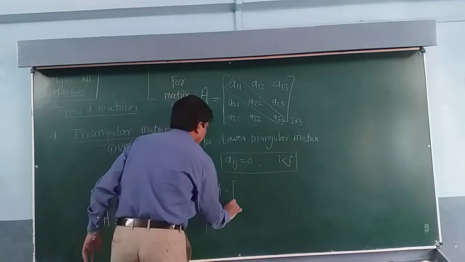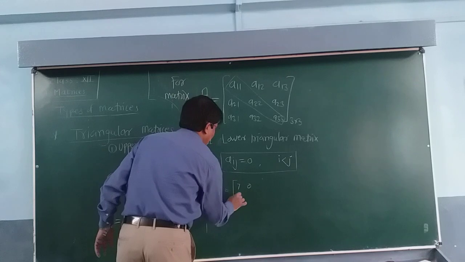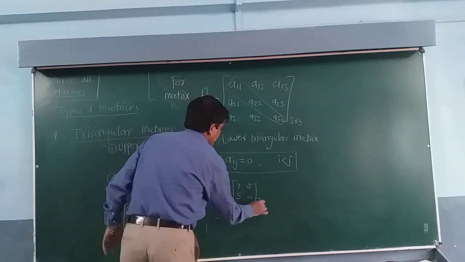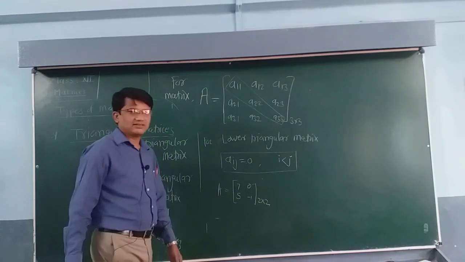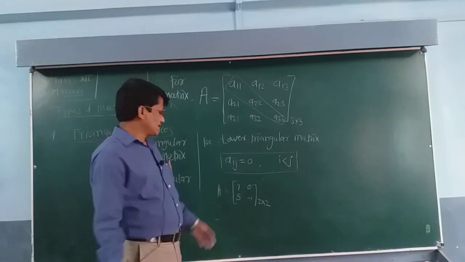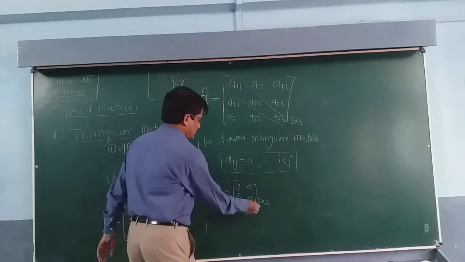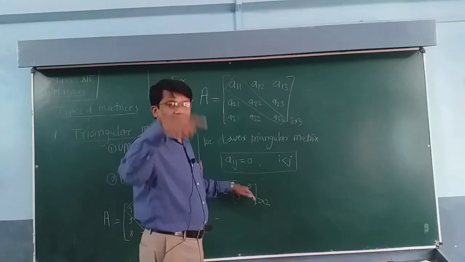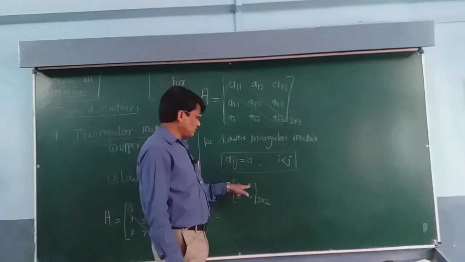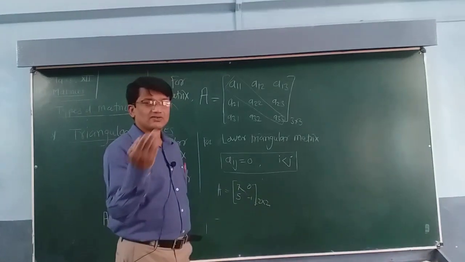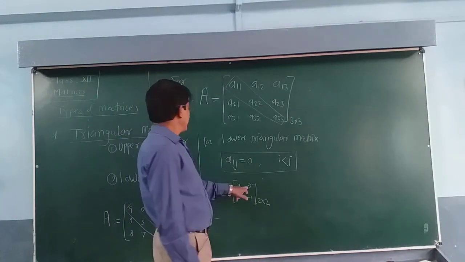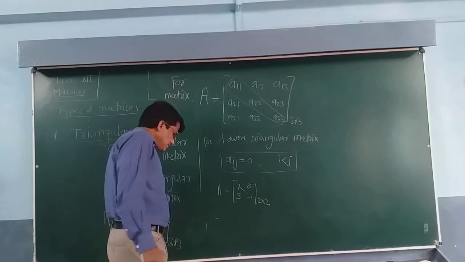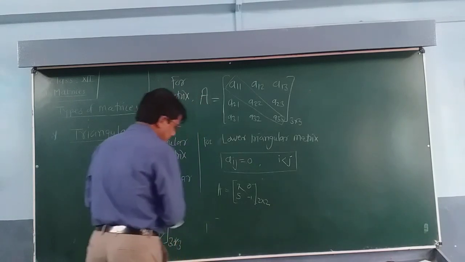Consider a matrix A with entries 7, 0, 5, minus 1. Which type of matrix is this? These are the diagonal elements, and the element above the diagonal is 0. So this is a lower triangular matrix.